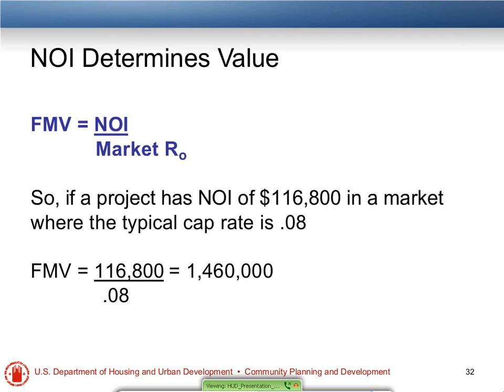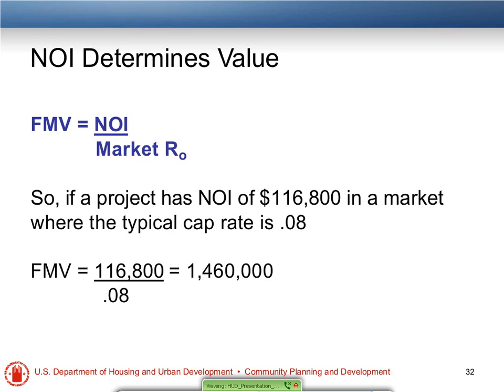The net operating income is going to be what the appraisers use to determine the fair market value of the project. So if we start with a net operating income of $116,800 in an area where the market capitalization rate is 8%, we can derive the fair market value, and that comes to $1,460,000.